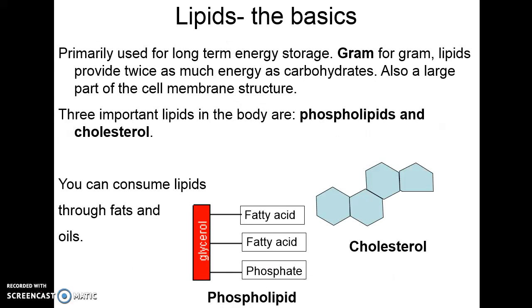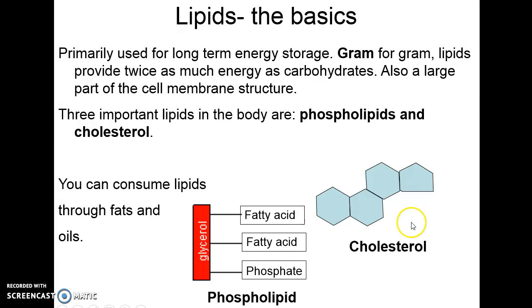So lipids. Lipids are our next one. So this is used for long-term energy storage. Gram for gram, lipids have twice the amount of energy that carbohydrates do. So 2 times the energy in a single gram. So that's why our bodies prefer to store energy in lipids. It's also a large part of the cell membrane structure. The most important lipids are phospholipids and cholesterol.